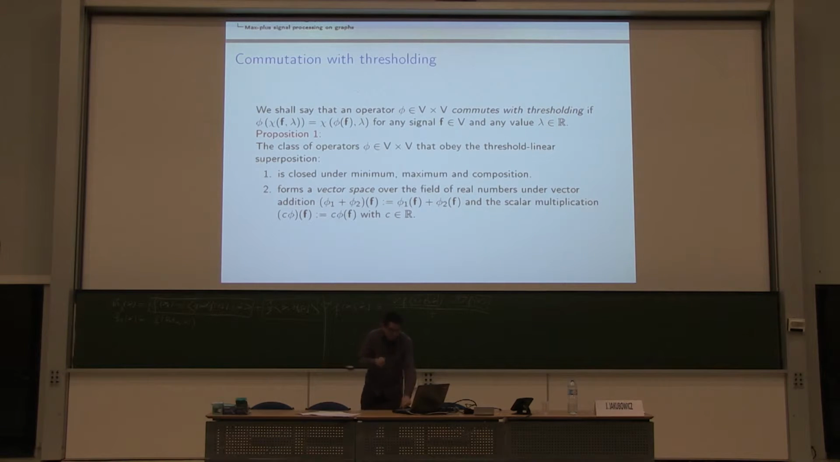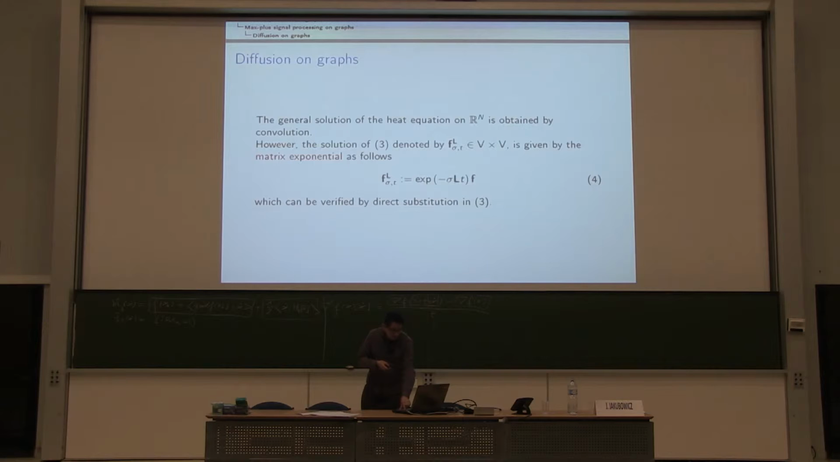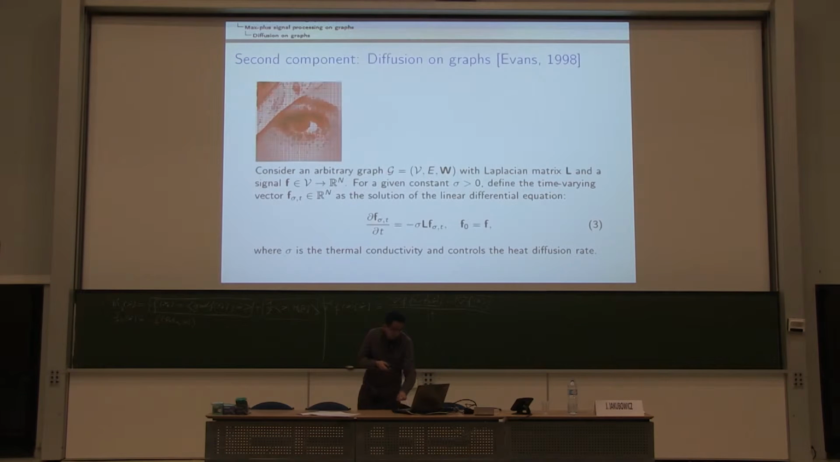That is only a theoretical property. So the second component that we need is the diffusion on graphs. That is basically a discrete version of the classical heat diffusion. We can see that from this linear differential equation that we can solve. That is the classical heat differential equation on graph, with L the Laplacian of the graph. It's not the adjacency matrix; the Laplacian is basically the identity minus the adjacency.